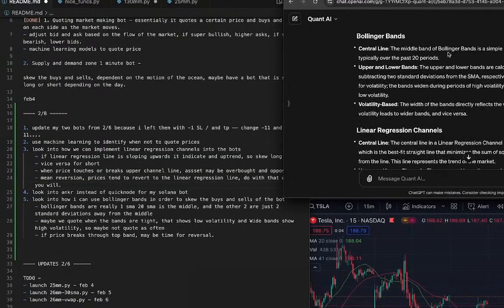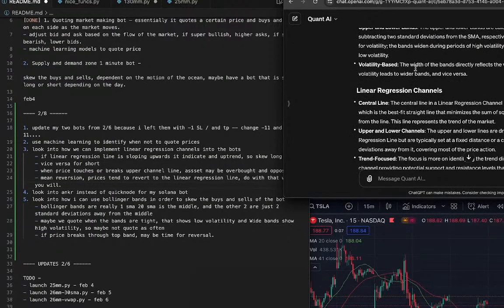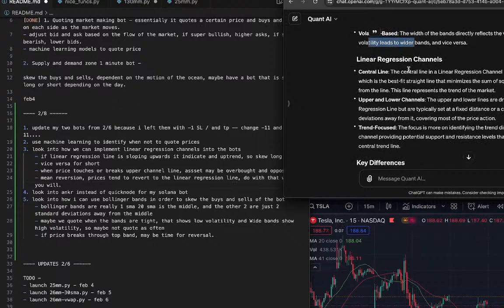Central line: the middle band of the Bollinger Band is a simple moving average, typically over the last 20 periods. The upper and lower bands are calculated by adding and subtracting two standard deviations from the SMA, respectively. This adjustment accounts for volatility. The bands widen during periods of high volatility and narrow during periods of low volatility. Volatility based: the width of the bands directly reflects the volatility of an asset. Higher volatility leads to wider bands and vice versa.